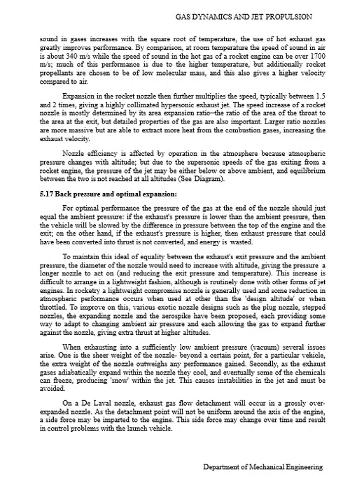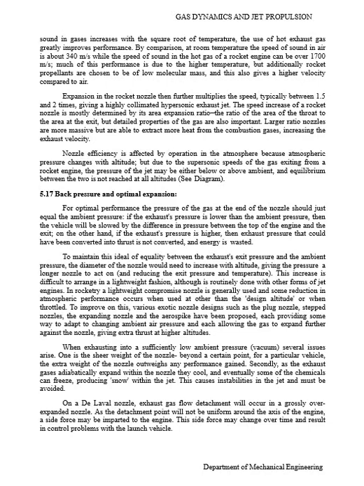For optimal performance, the pressure of the gas at the end of the nozzle should just equal the ambient pressure. If the exhaust pressure is lower than ambient pressure, then the vehicle will be slowed by the difference in pressure between the top of the engine and the exhaust. On the other hand, if the exhaust pressure is higher, then exhaust pressure that would have been converted into thrust is not converted and the energy is wasted.